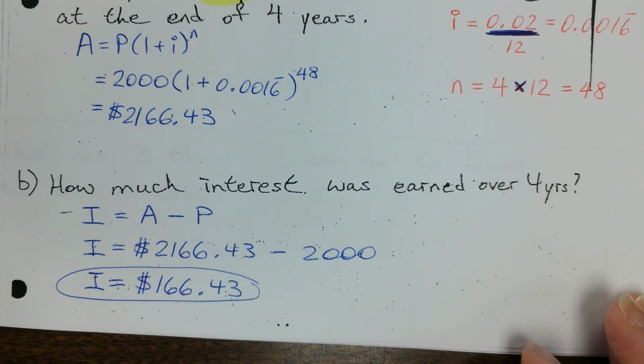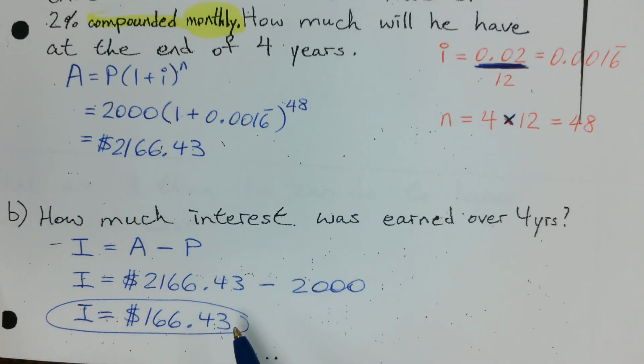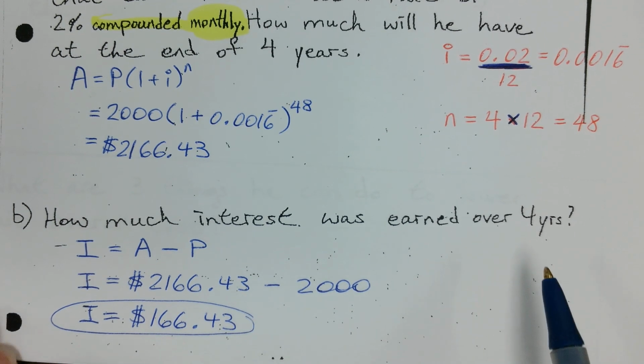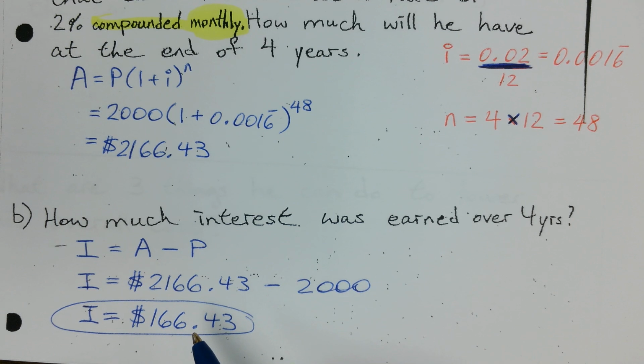Yes. Does this sound good or bad for interest? Who says this is good? I got $166 in 4 years for doing nothing. Who says it's bad? It's only $166 over 4 years. Okay, so no comment. Okay, money is still money. All right, how many of you have a bank account?